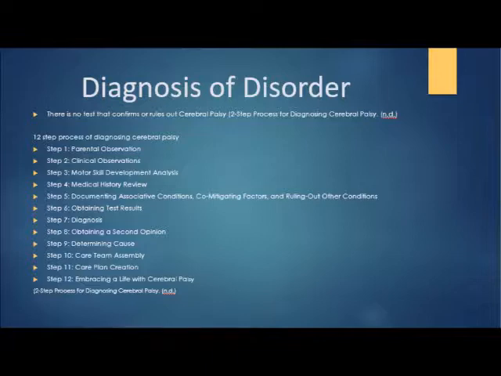Step 10 is creating a care team assembly. A lot of parents choose to do this depending on the severity of the cerebral palsy. You may need extra support, extra caregivers, extra educators, and so on. After that is step 11, which is care plan creation. A care plan tracks the child's treatment, including tests, diagnosis, and treatments received. It is important to establish and maintain a care plan that allows easy and efficient access to valuable information, and this will continue to benefit the child for their entire life.